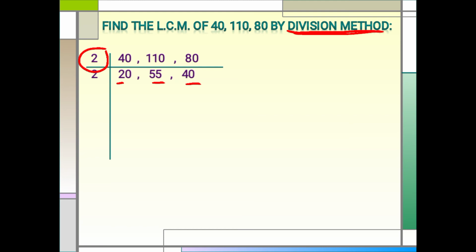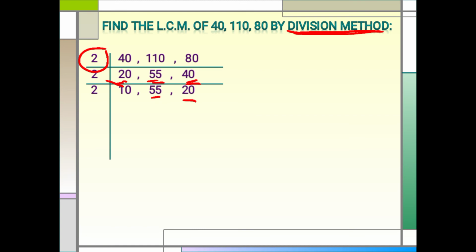Next, as you can see here, 20 and 40 can be divided by 2, but 55 cannot. But since you are using the division method, it's okay. So you are going to divide by 2 again. 2 multiplied by 10 is 20. Since 55 cannot be divided by 2, you will copy it as it is, and then 2 multiplied by 20 is 40.